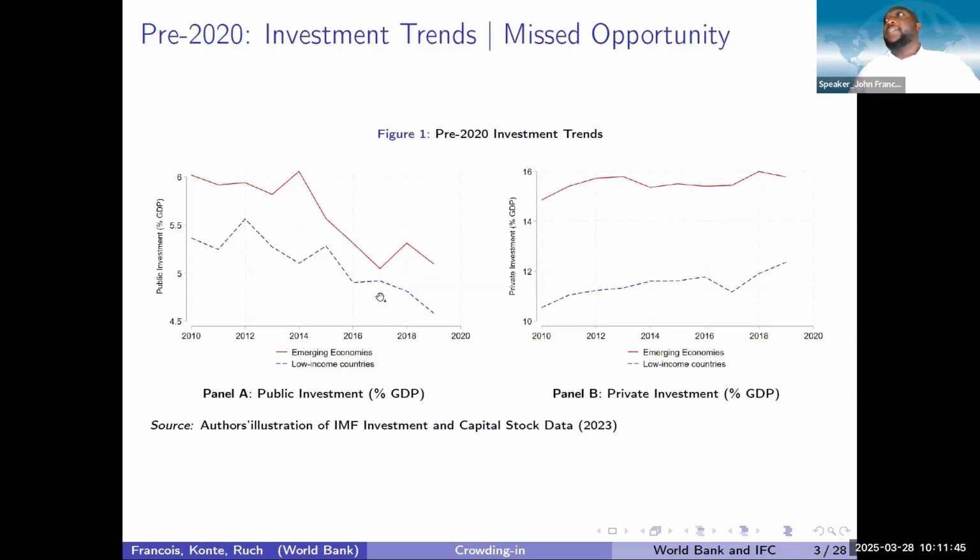On the private investment side, for emerging economies, we see almost a flat line. We hardly see an increase or even a major decrease. It's almost very flat. Whereas for low-income countries, we see a little bit of a steady rise, but it is also, in terms of the level compared to emerging economies, low on average, right? So there is a genuine problem that, one, investment rates pre-2020 have been falling.